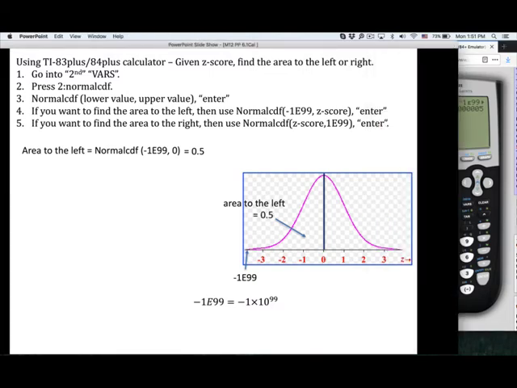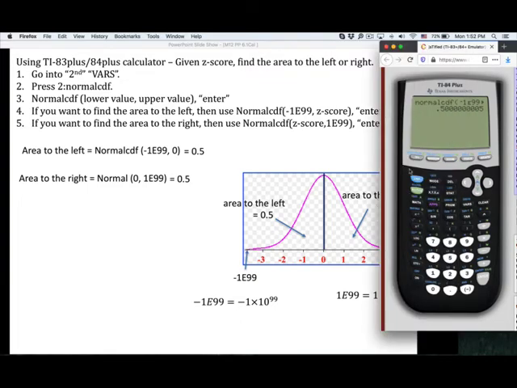Okay, one more example. Let's say now I want to find the area to the right. So I will use the normal CDF again. This time the lower value becomes 0, and the upper value is the biggest number, 1E99. Again, 1E99 means 1 times 10 to the power of 99. This is a really big number. So we want to find the cumulative area starting from 0 to 1E99.